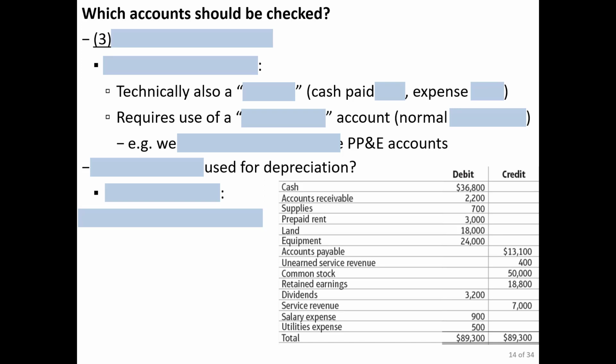All right, welcome to the September 16th supplemental part of the lecture for 3.3. We'll talk about depreciation accounts being the third type of account we need to make an adjusting journal entry for.